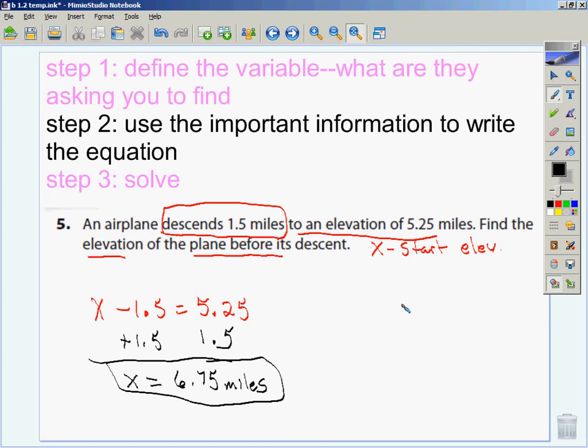35,640 feet. What is that? That's how many feet in the air he is. Have fun with that. 5,280 feet per mile. Yeah, me and heights don't get along too well.